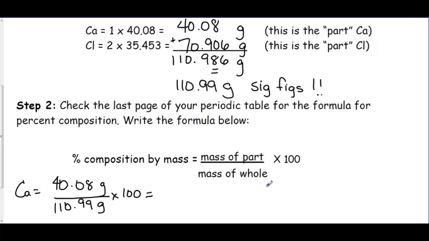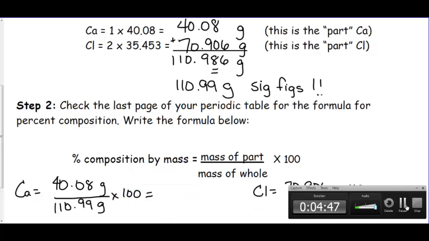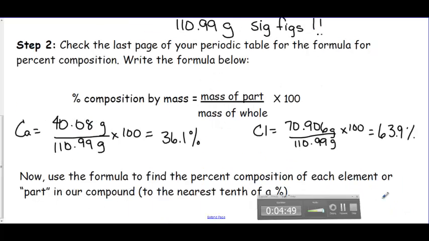Okay, and then I'll set it up over here for chlorine, and I'll give you a minute while you should pause the video to do your calculations, and we'll double check to make sure that we are together on the same page. So for chlorine, the mass of this part is 70.906. Then we're going to divide that by 110.99. Okay, grams, okay, times 100. So pause the video, do your calculations, and then we'll get back to checking that.